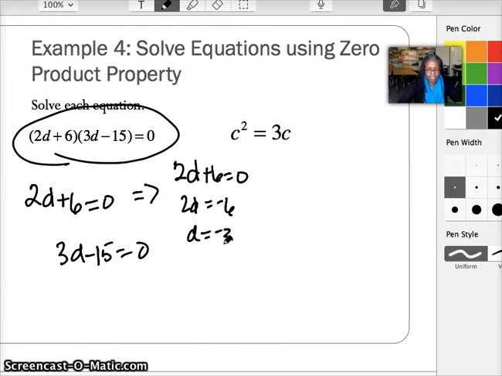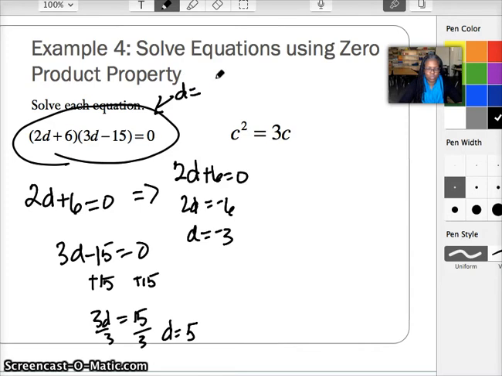D is equal to -3, or I've got another situation where d could make this whole thing 0, and that's if 3d minus 15 is equal to 0. So I'm going to add 15 to both sides, like I know I should. So 3d is equal to 15, which tells me that when I divide both sides by 3, d is equal to 5. So the solution to this problem has two answers: d is equal to -3 or 5.